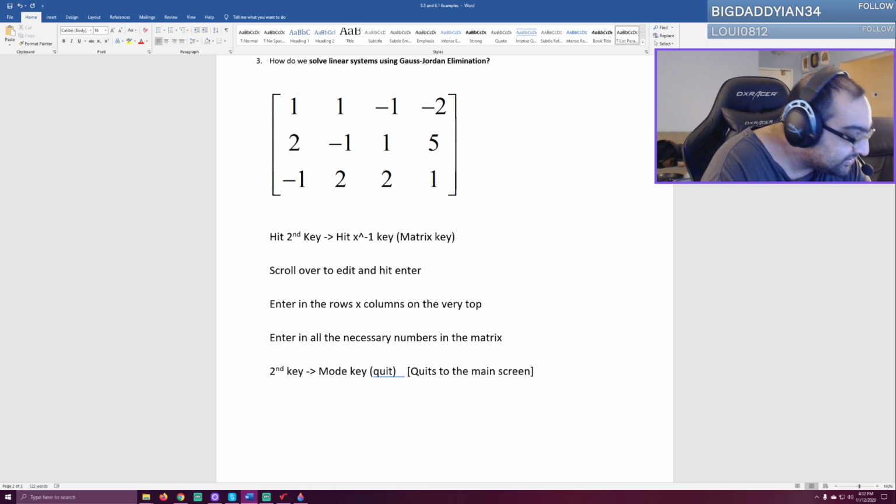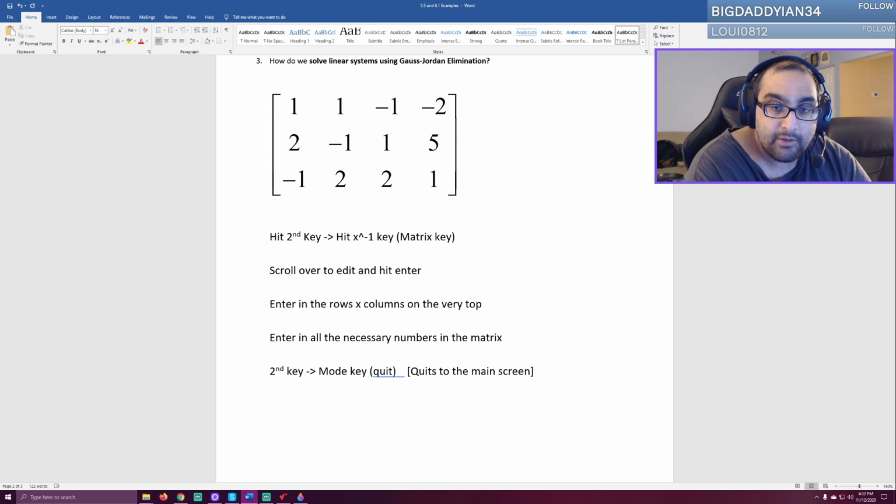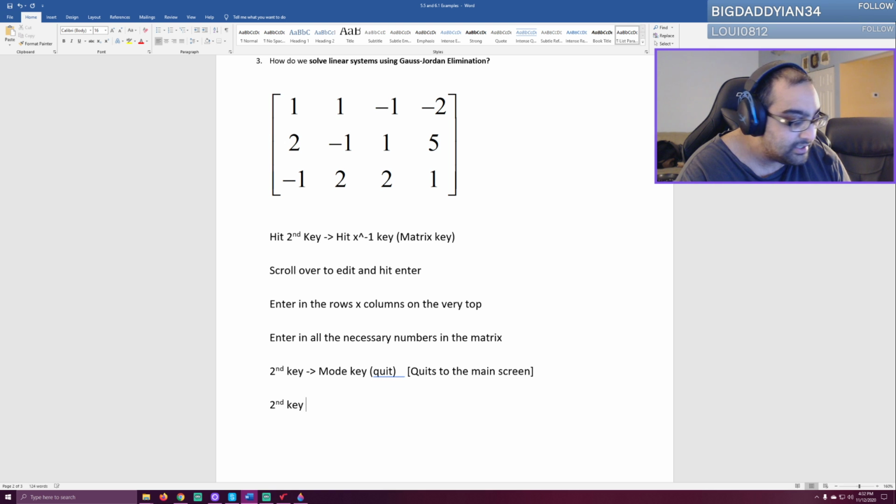Okay, so let's talk about what we're going to do next. Once again, we're going to hit the second key, and then go to the x to the minus 1 key, so the matrix key here.